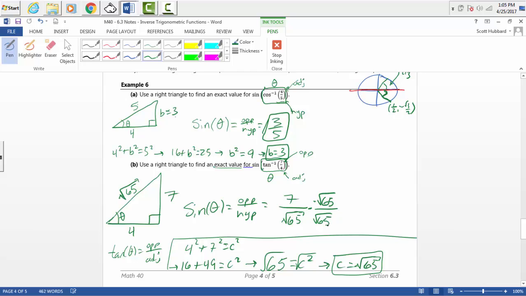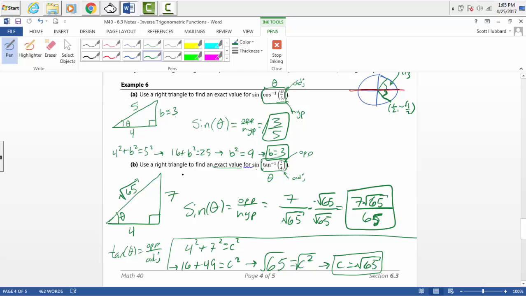We rationalize our denominators. So we go ahead and rationalize that, and that gives me 7 root 65 divided by 65. So we figured out that sine of tangent inverse of 7 over 4 is equal to that. And that's the exact value. We could get this on a calculator, but it's not going to give us the exact value. So you have to use a right triangle.